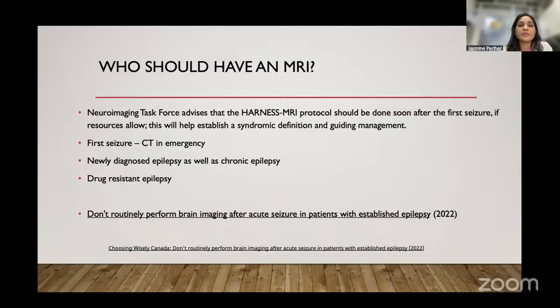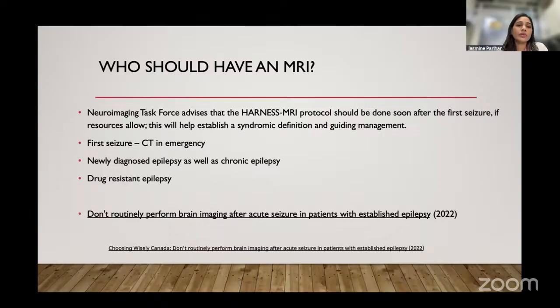However, although this is the practice recommendation, and also the recommendation by ILAE, if the patient is presenting with a first seizure, rather than directly going for MRI, we should get a CT scan done in the emergency. This is because many of the medical emergencies in neurology and neurosurgery may present with seizure for the first time.